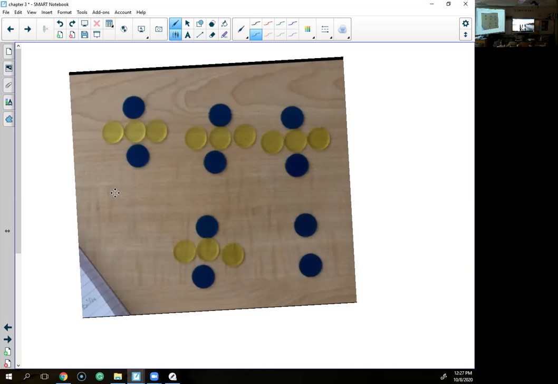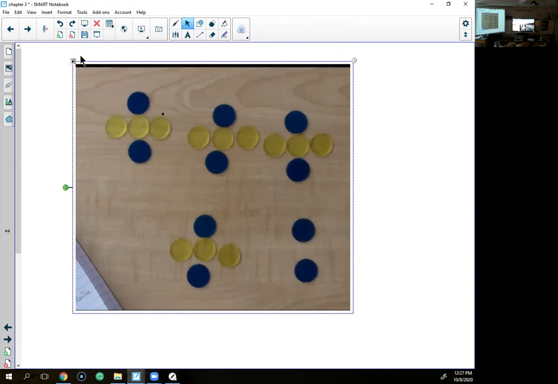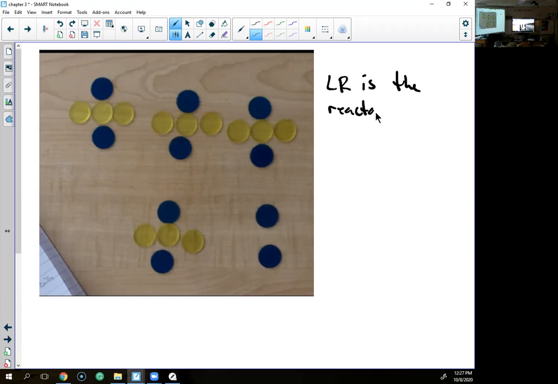All right, we need to learn some vocabulary based on this. This reaction is an example of a limiting reactant problem. The limiting reactant, which is typically just written as the LR, is the reactant that runs out first.